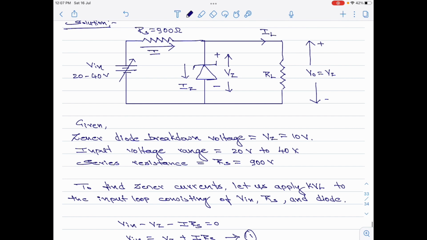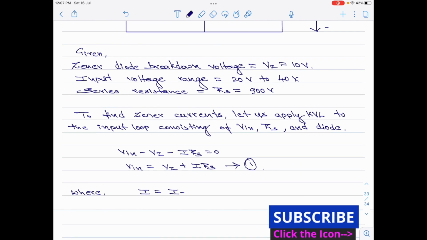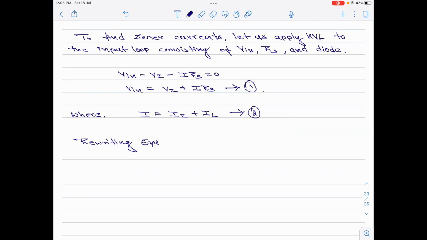Please note the input current I is split into Iz and IL. So, I can write it as I equal to Iz plus IL. Let me call this equation 2. Since we are asked to find the currents across the Zener diode, let me now rewrite equation 1 for I. So, it would be I equal to V in minus Vz divided by Rs. I will call this equation 3.